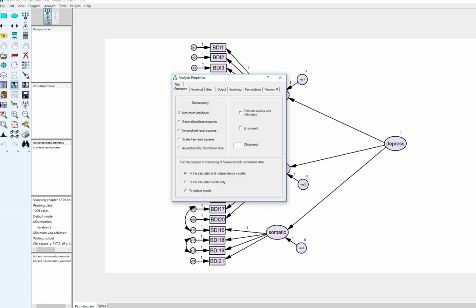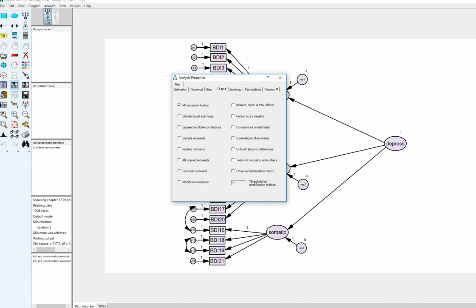So under analysis properties, I'm going to go to output, and I'm going to ask for tests for normality and outliers. Typically I could ask for a number of other things, but I'm just trying to illustrate dealing with normality or lack thereof in the context of SEM. So I'm just going to click on that for this demonstration.